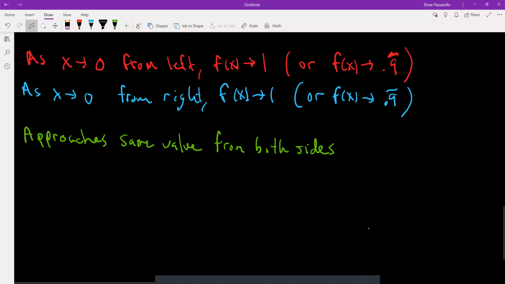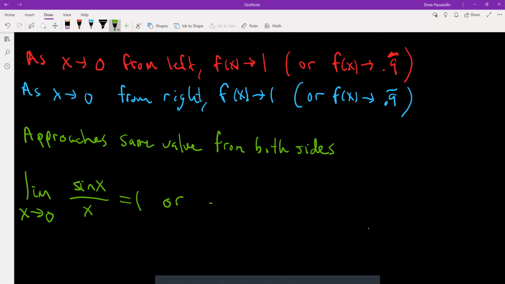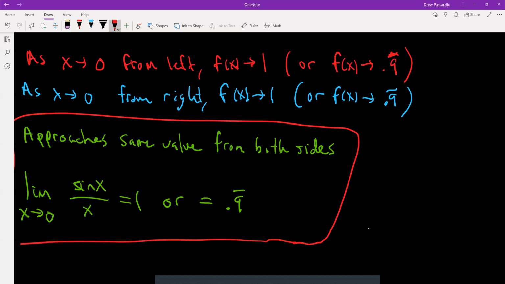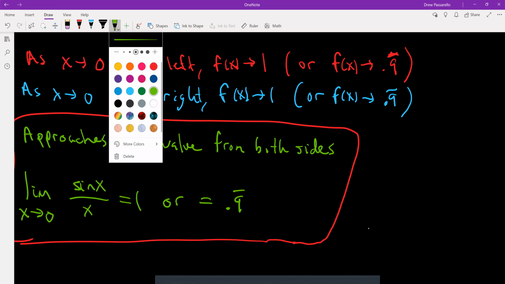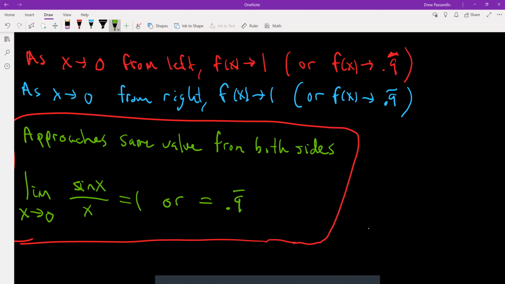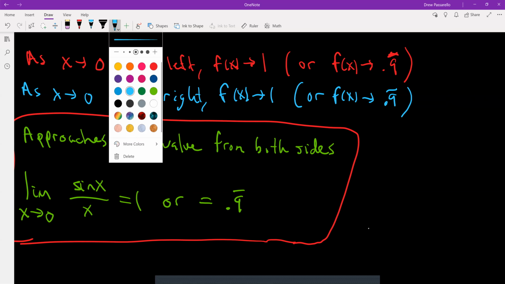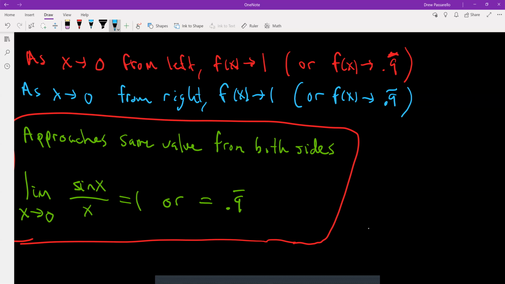So we write the answer, limit as x goes to 0 of sine of x over x equals 1, or equals 0.9 repeating. Okay, so that's using the numerical approach. These next couple examples are going to be doing the graphical approach.